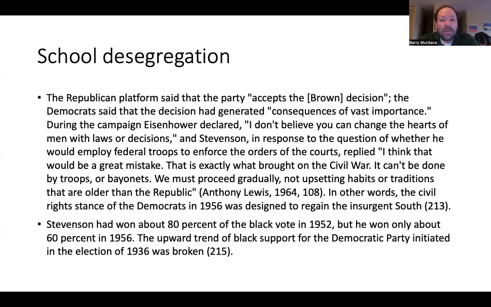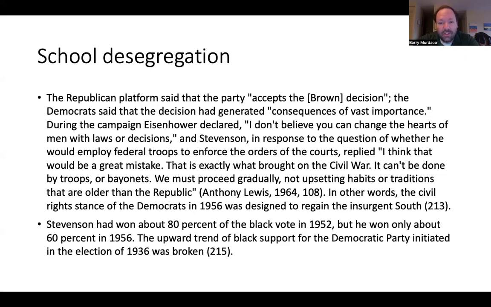Right here, the Republican platform said that the party accepts the Brown decision. The Democrats said that the decision had generated consequences of vast importance. In other words, just a meaningless, empty phrase. During the campaign, Eisenhower, who was the president at that time, declared, "I don't believe you can change the hearts of men with laws or decisions." Eisenhower, it turns out, was actually very much opposed to the Brown versus Board of Education decision. Which you would wonder why. Why would you be opposed to the idea of the Supreme Court saying that segregation is unconstitutional and a clear violation of the Constitution?